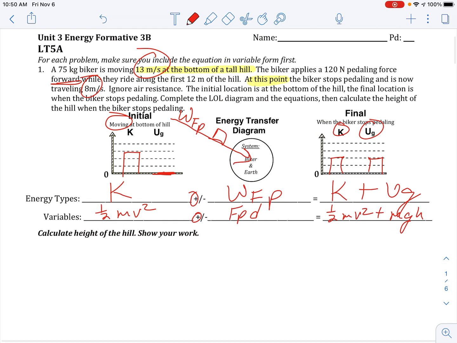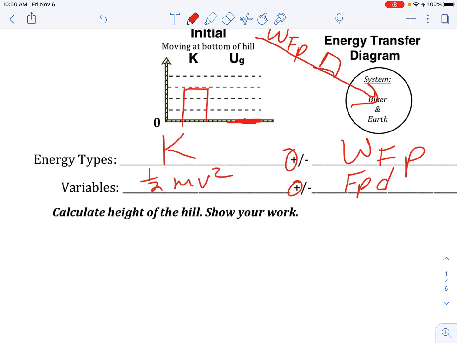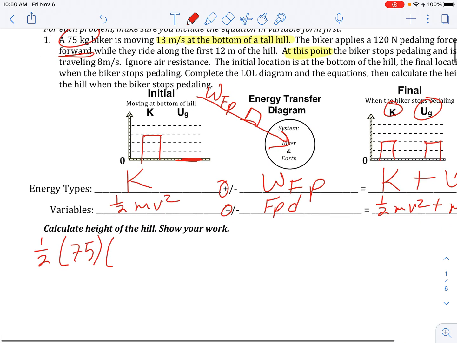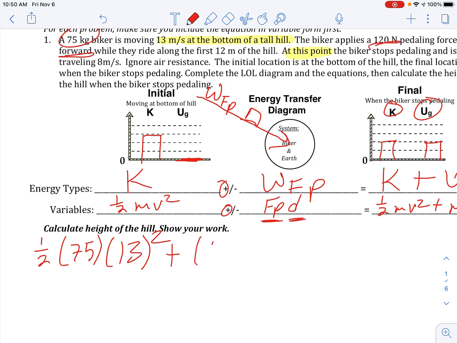Now we plug in our values. I think this could be considered the next somewhat difficult step in the problem. The mass of the person is 75 kilograms. So we've got 1/2 times 75 kilograms times his initial velocity of 13 meters per second, and don't forget to square that, plus force pedal times distance. The force of his pedal is 120, so 120 times the distance, which is 12 meters.